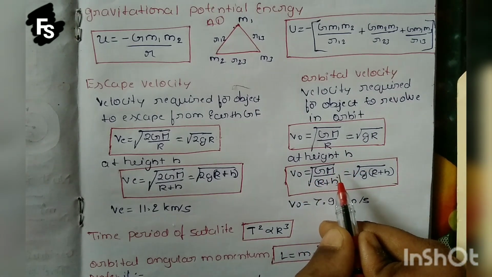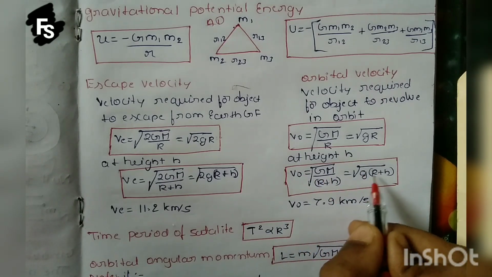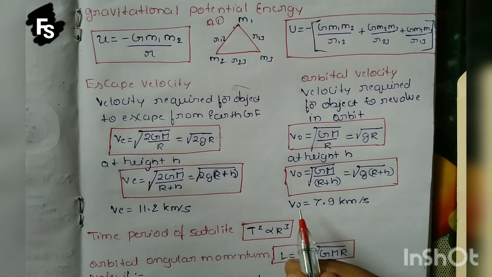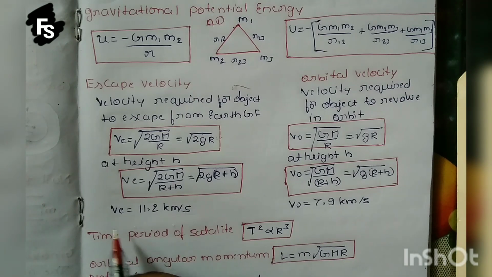At height h, V0 is equal to root of GM by (R plus h), which is equal to root of g into (R plus h). V0 is equal to 7.9 km per second. The orbital velocity of Earth is equal to 7.9 km per second.